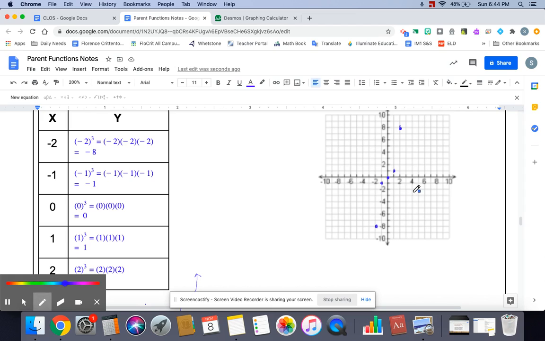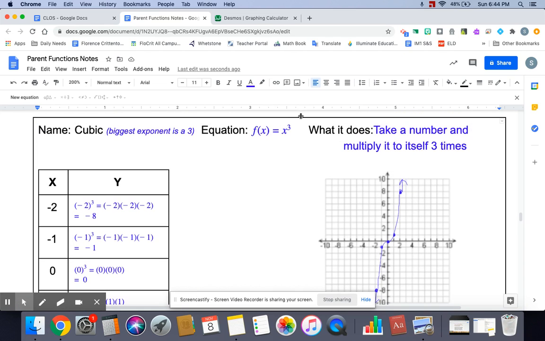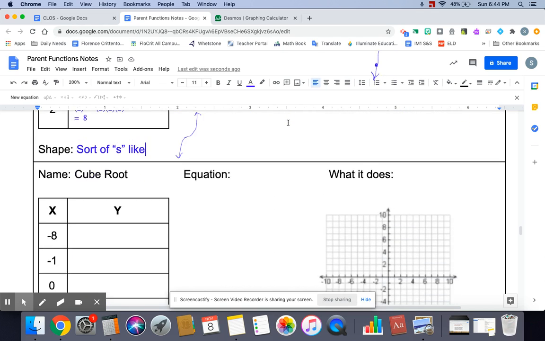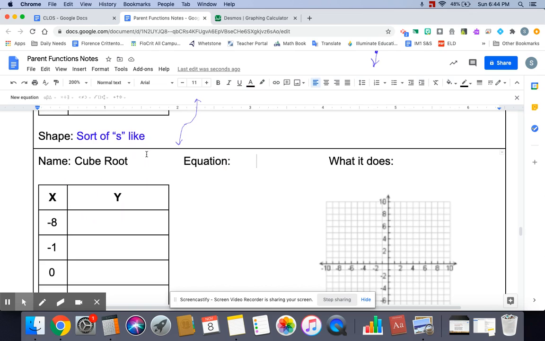So if I come to my graph, I'm going to start in the middle and curve up, then also come to the middle and curve down. Well, the inverse of a x to the power of 3, what undoes that is a cubed root.